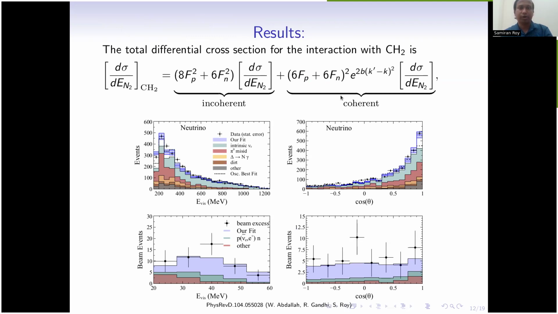Both the incoherent and coherent parts will contribute. Mainly the coherent contribution is coming from the light scalar, 17 MeV, and that gives like 15 to 17% contribution. So we can explain both the LSND and MiniBooNE excess in our models, and we can accommodate both the energy and angular distributions in our models.